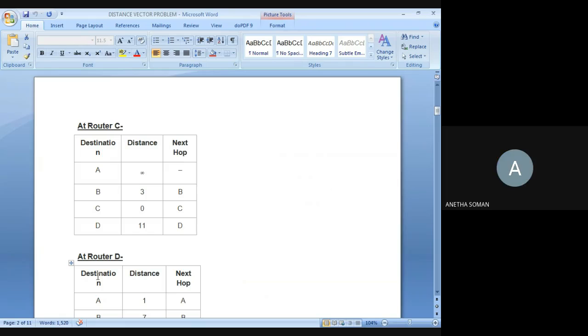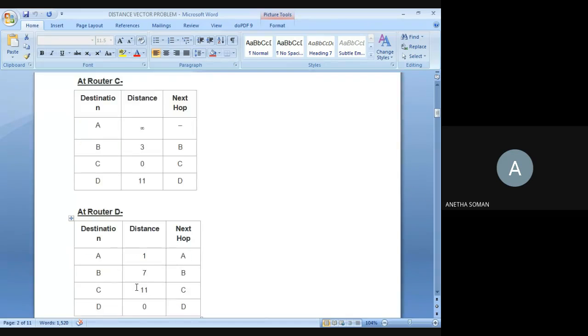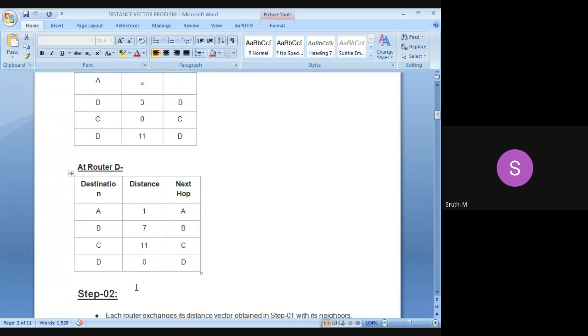Now, what is the cost also? You have to write it below that. Whenever you are getting the messages, you have to write the fixed cost also there. Now from D, what message you are getting? A1, B7, C11, D0.